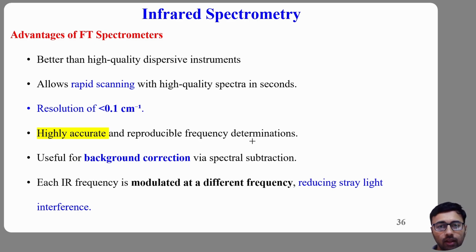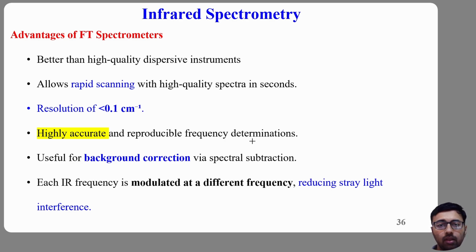The fourth advantage is accurate frequency determination. This advantage is particularly important for modern digital analysis, and especially useful for those who process spectral datasets using Python or software like Origin. Because all wavelengths are measured simultaneously and referenced using the laser system, FTIR spectra exhibit highly accurate and highly reproducible frequency measurements.